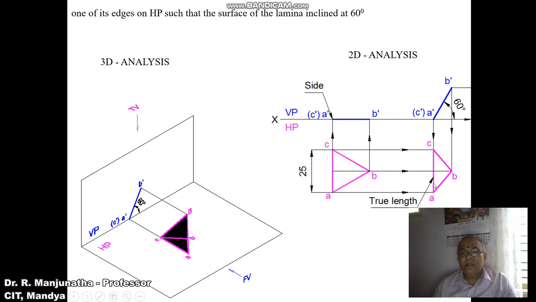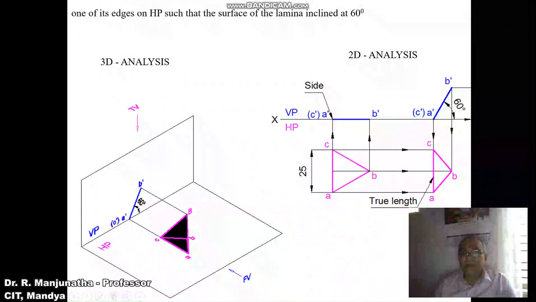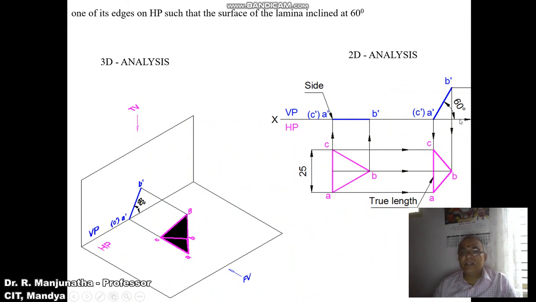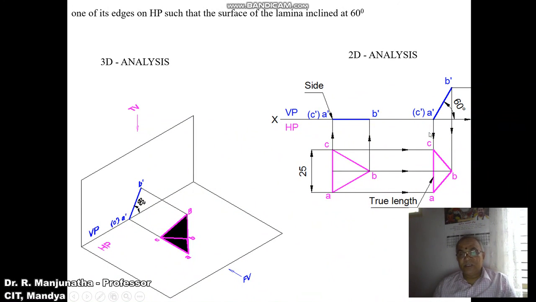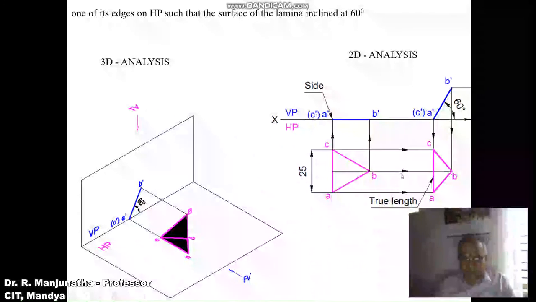So what is the true length? The length of this and the length of this true shape are both equal, so the length is 25 mm here. Here also it is going to be 25, and the surface is inclined to HP, so you get the apparent shape in the top view. But since it is perpendicular to VP, you get a line in the front view. Since it is perpendicular, we can see the surface inclination with respect to HP.